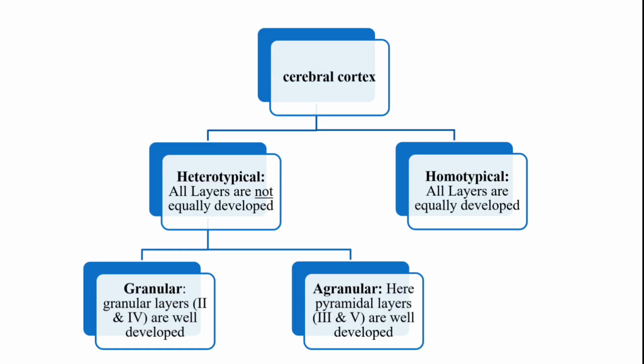Now you know that the cerebral cortex can be divided structurally and histologically into homotypical and heterotypical cortex. In the homotypical, all the 6 layers of the cortex are equally developed, and in the heterotypical, all the layers are not equally developed, and it is further divided into granular and agranular cortex. In the agranular cortex, layer number 3 and 5 are well developed, and in the granular cortex or sensory cortex, layer number 2 and 4 are well developed. Especially layer number 4 is larger than other layers in the sensory cortex because it is concerned with the reception of stimuli.